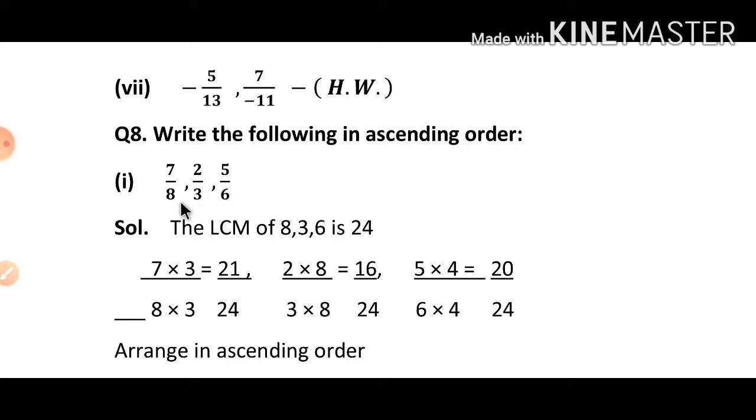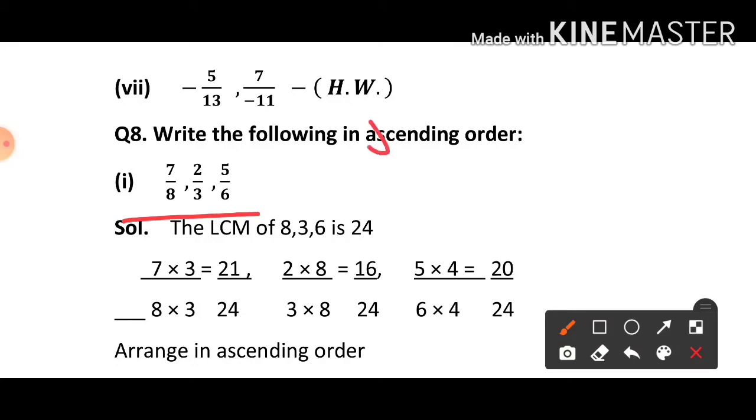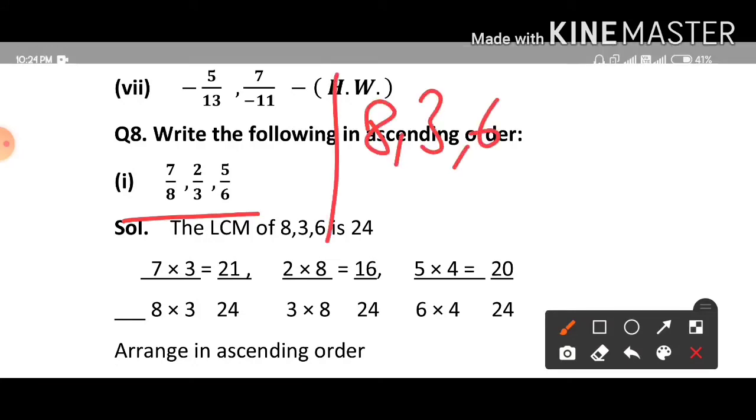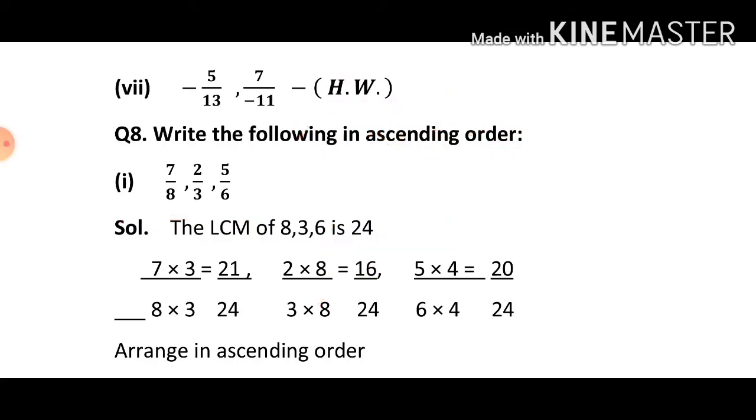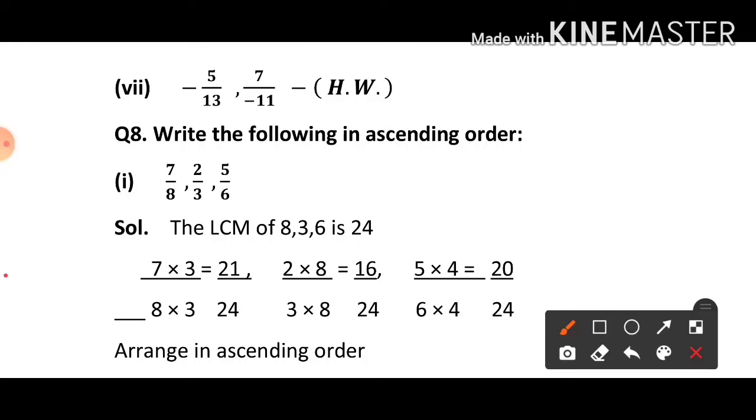Again you can see that the denominators are not equal. It means we have to change them into like rational numbers. For that we have to take the LCM of 8, 3 and 6. So 8, 3 and 6. If you take the LCM, 2 4s are 8, 2 3s are 6. Again we'll take 2 2s are 4.